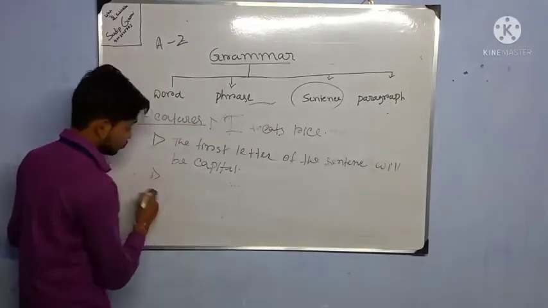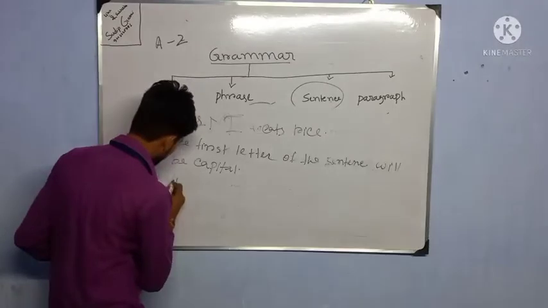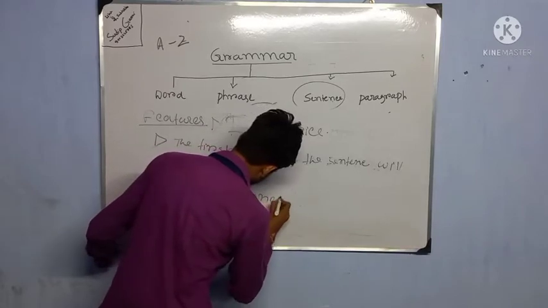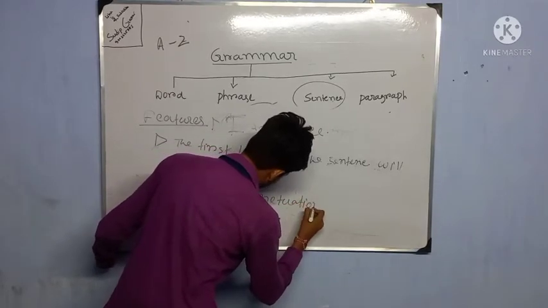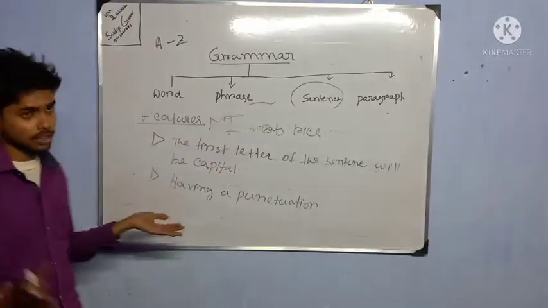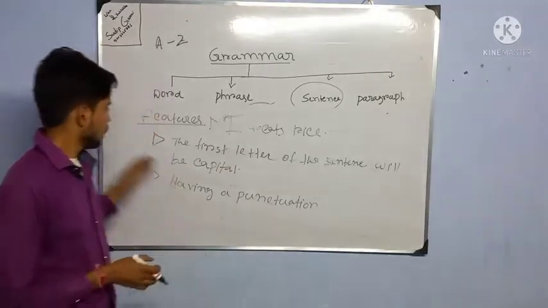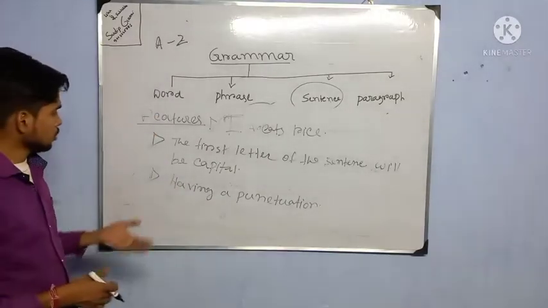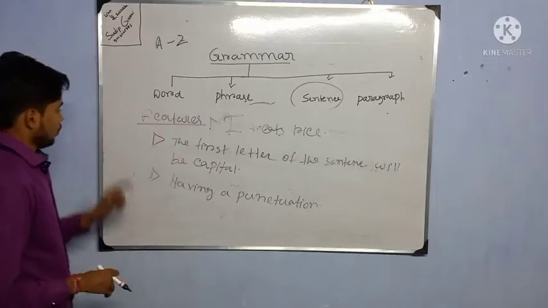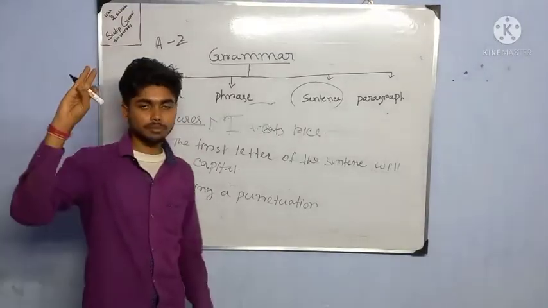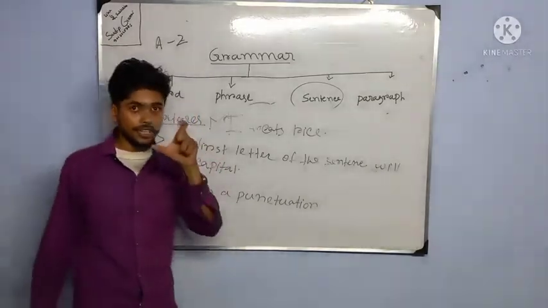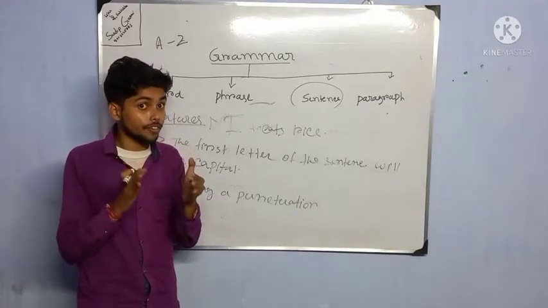Second thing, most important, having a punctuation. Because you know the sentence is classified into 5 parts. What are the 5 parts? I will tell you later. But now I am telling you in order to understand this particular part: assertive sentence, interrogative sentence, imperative sentence, optative sentence, exclamatory sentence. Each and every sentence has a different punctuation.